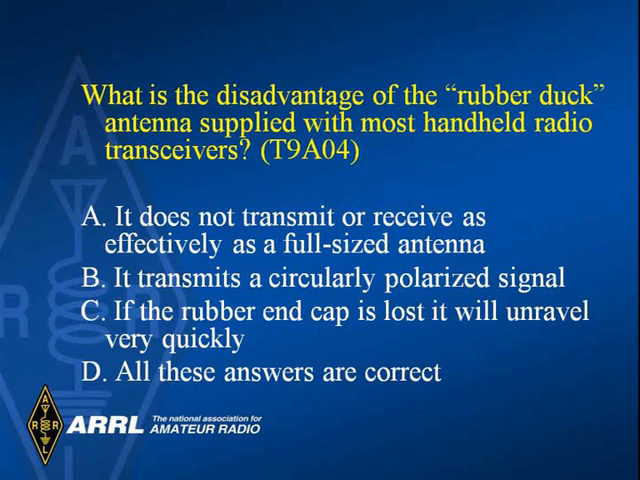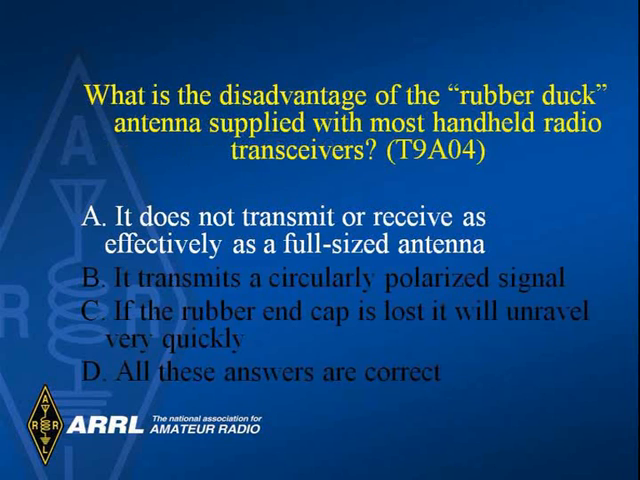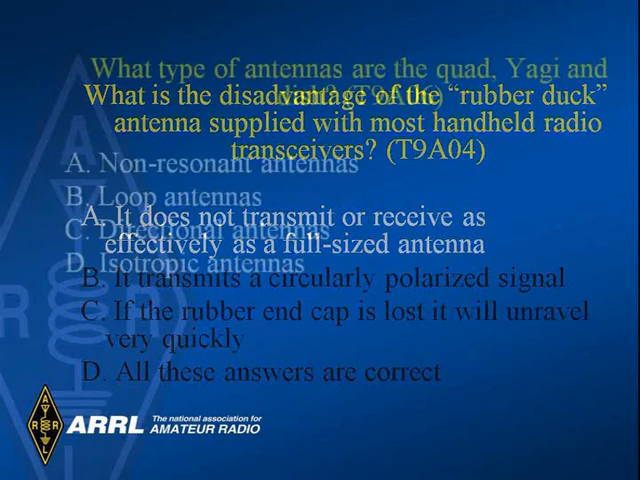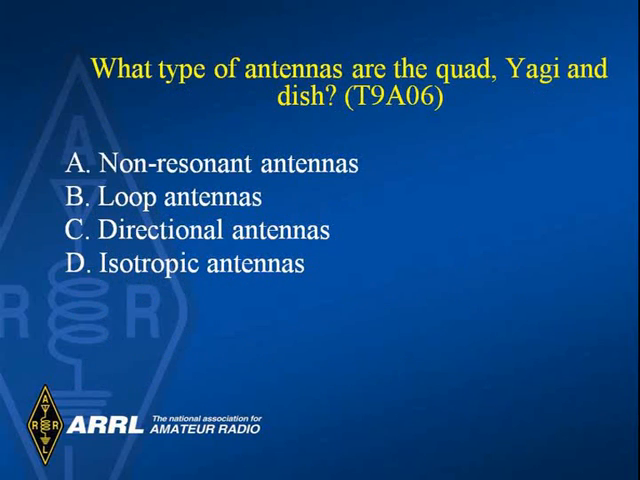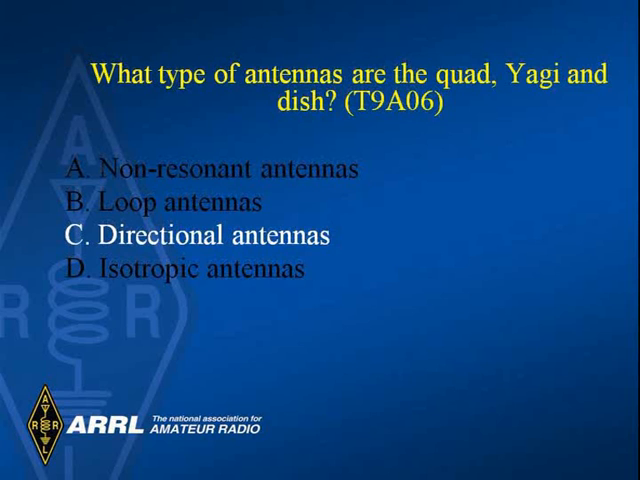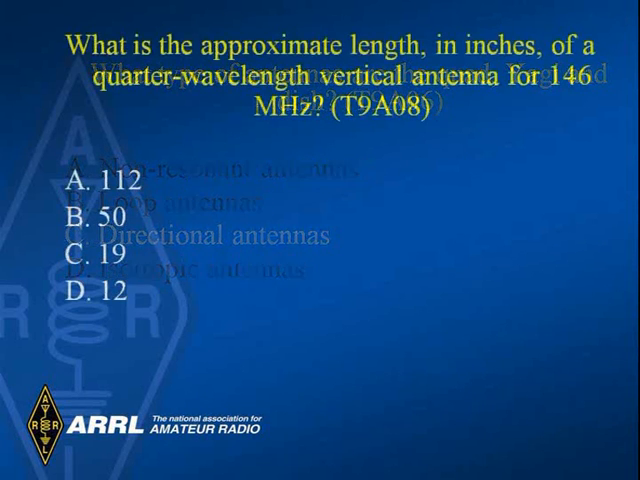What is the disadvantage of the rubber duck antenna supplied with most handheld radio transceivers? A. It does not transmit or receive as efficiently as a full-sized antenna. What type of antennas are the quad, Yagi, and dish? The answer is C, directional antennas.